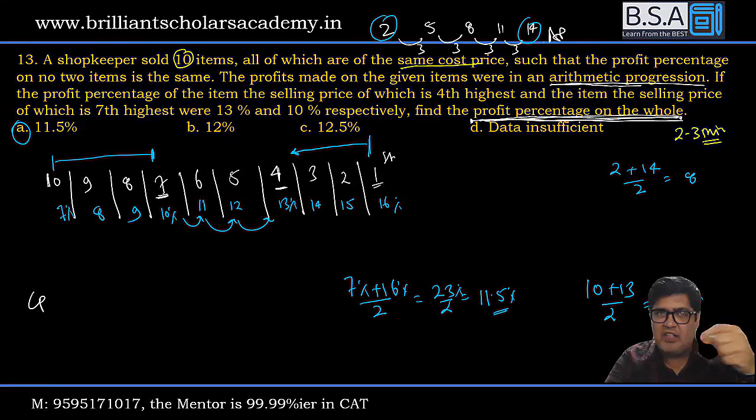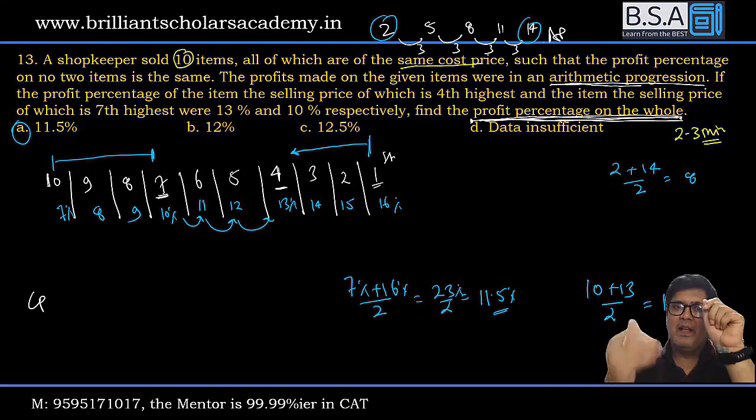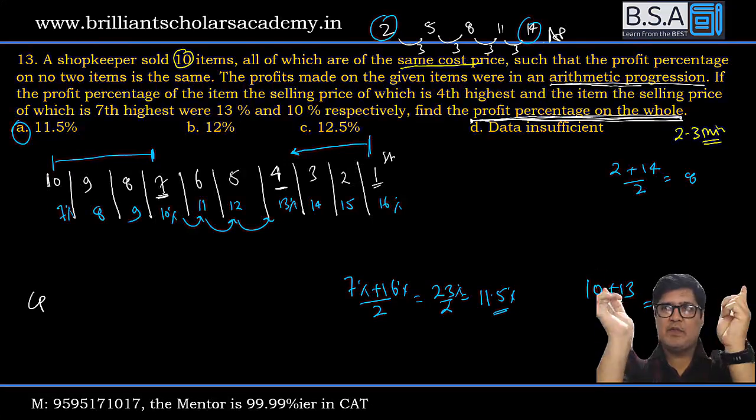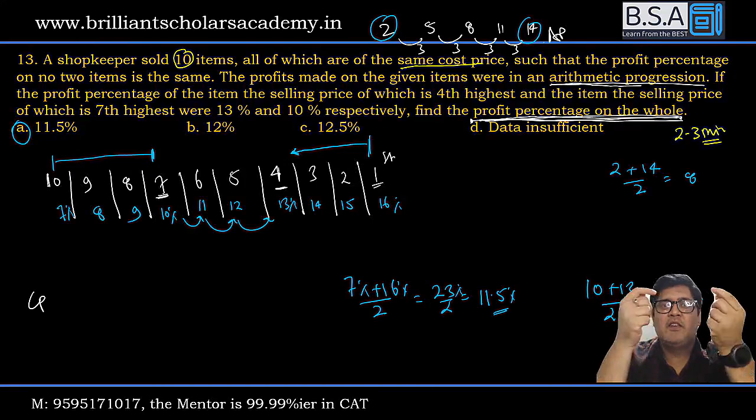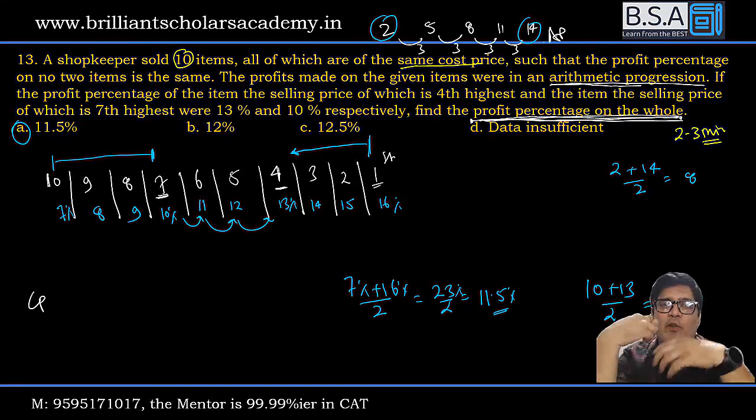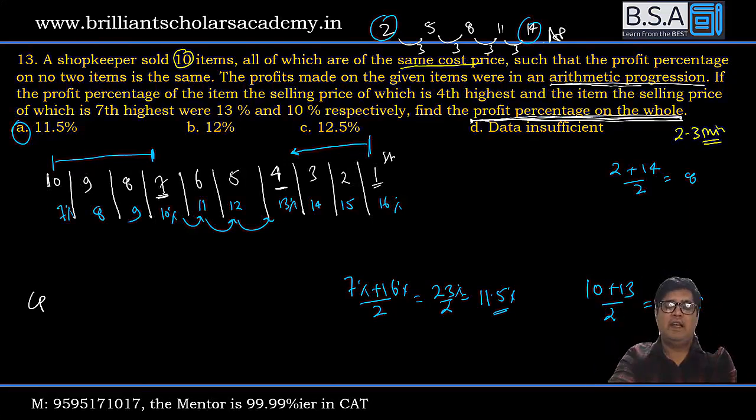You can see the seventh highest number is the fourth lowest number. And fourth highest number is the fourth highest number. So fourth number from beginning and ending. They are both fourth numbers from beginning and ending. So you could have taken the average 10 plus 13 by 2. So you could have got the answer verbally as A.